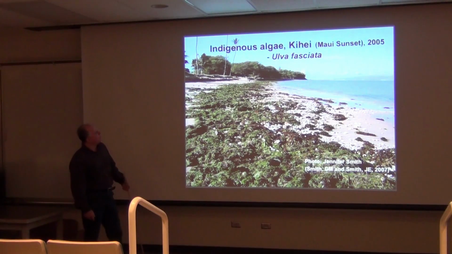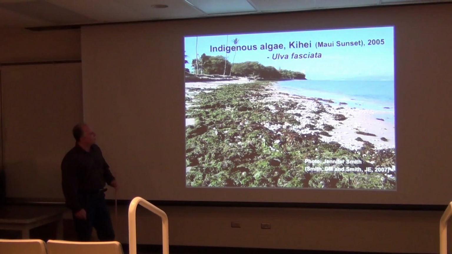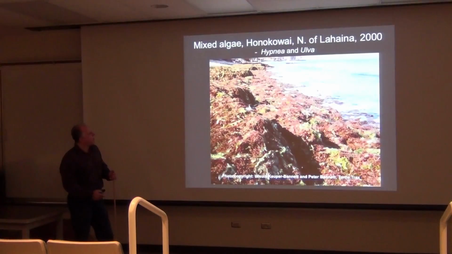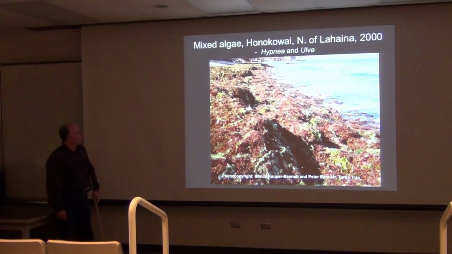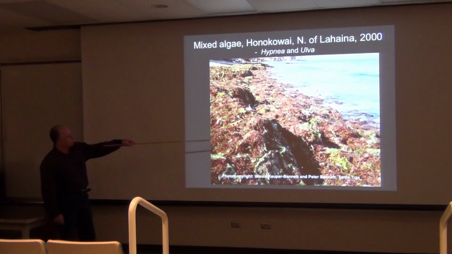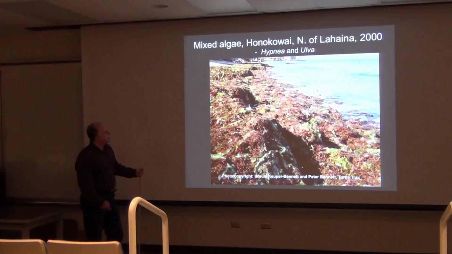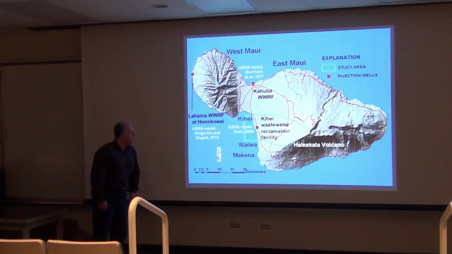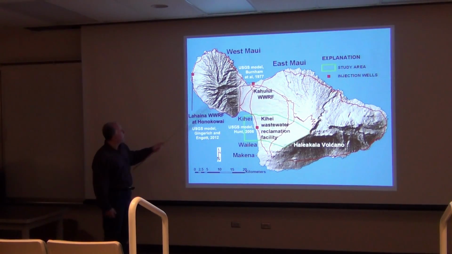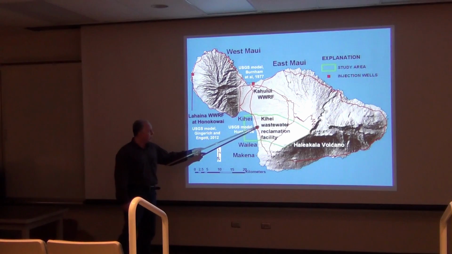This is Ulva fasciata. This is an indigenous algae, but it's still no less onerous if it starts to rot. And the two types are kind of all mixed together in a really thick accumulation of it. And this is at Honokowai, north of Lahaina. Interest centered on these areas, Kihei and Lahaina, because it's known that there are wastewater treatment plants there.